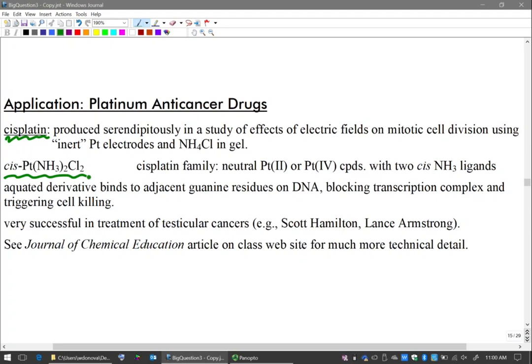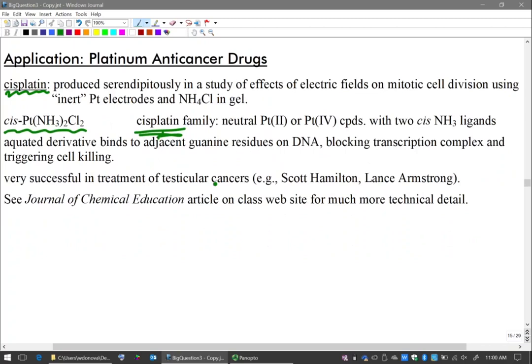And it turns out there's actually a large number of different compounds in the class of compounds called cisplatins. Cisplatins involve a platinum(II) or platinum(IV) compound with two cis ammonia ligands. So like we talked about the other day, we had the two ammonias, the two chloride ion ligands. The ammonias are cis, which means the chlorides are cis. But it has to have two cis ammonias.